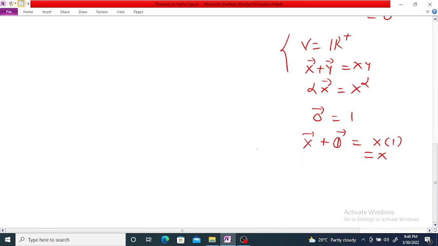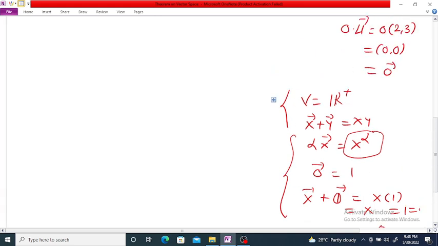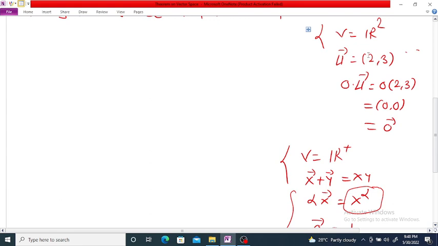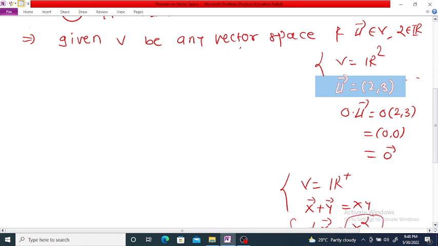Now if in place of alpha we write 0, and let x bar be any vector, then the operation is given as x raised to alpha, so it is x raised to 0, which is equal to 1. So if you multiply any vector by 0, then we get 0 bar. This is nothing but the 0 bar for this vector space V equal to R plus. Similarly, you can check for R square, let u bar be (2, 3), and if we multiply 0 into u bar, we get 0 bar. But we want to prove this.